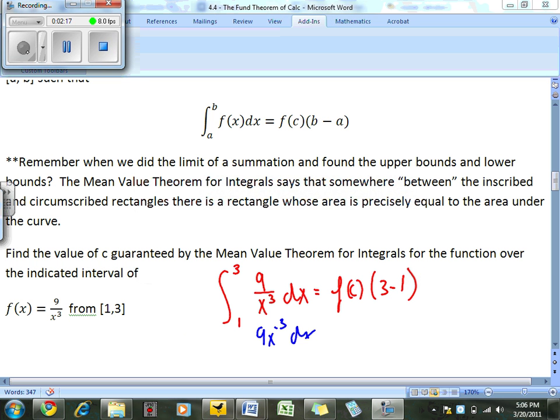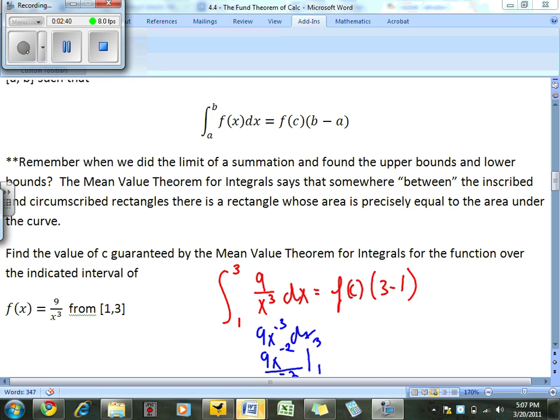So we take the integral, we increase the power by 1, divide by the new power. So we would increase the power to be 9x to the negative 2 power, and we divide by the new power, which is negative 2. And then we need to evaluate it from 1 to 3. So we go the top minus the bottom.